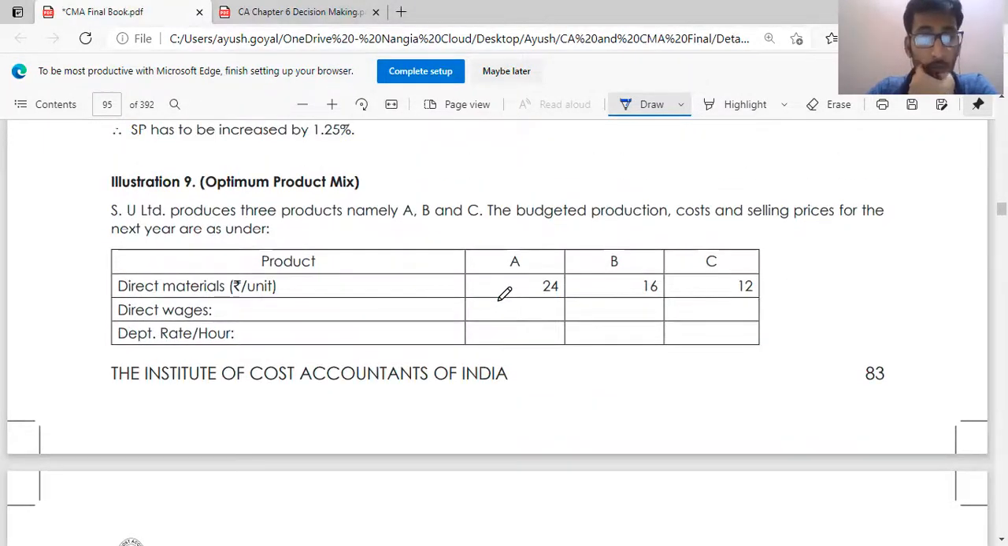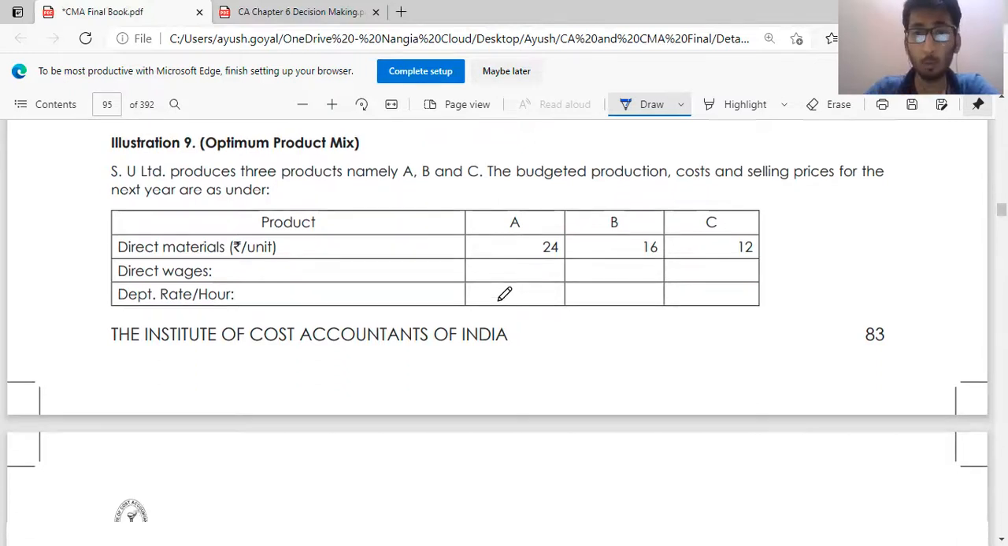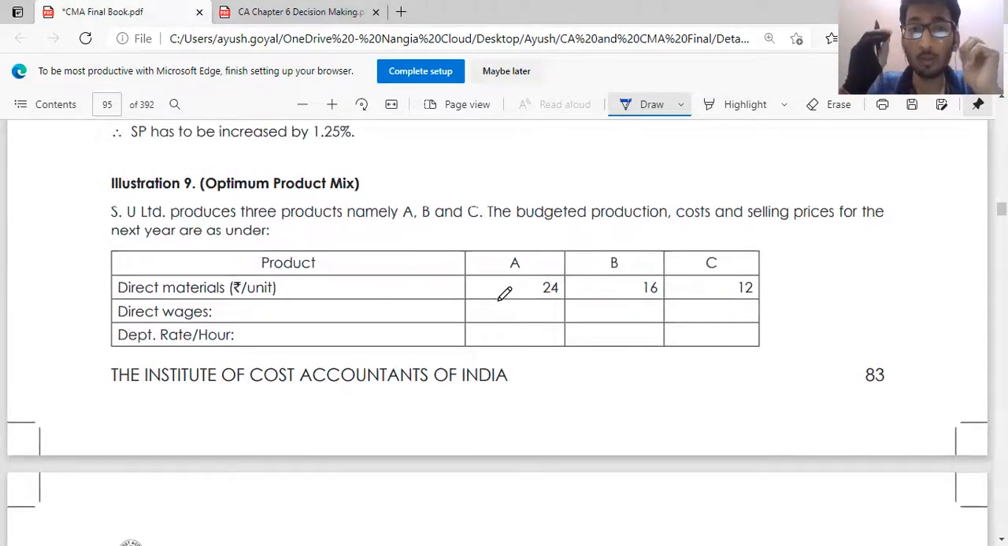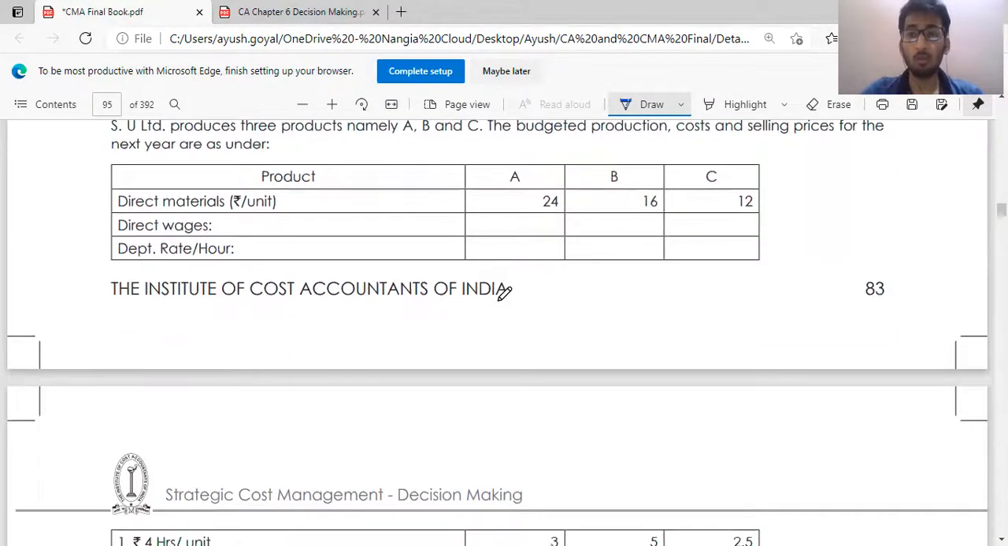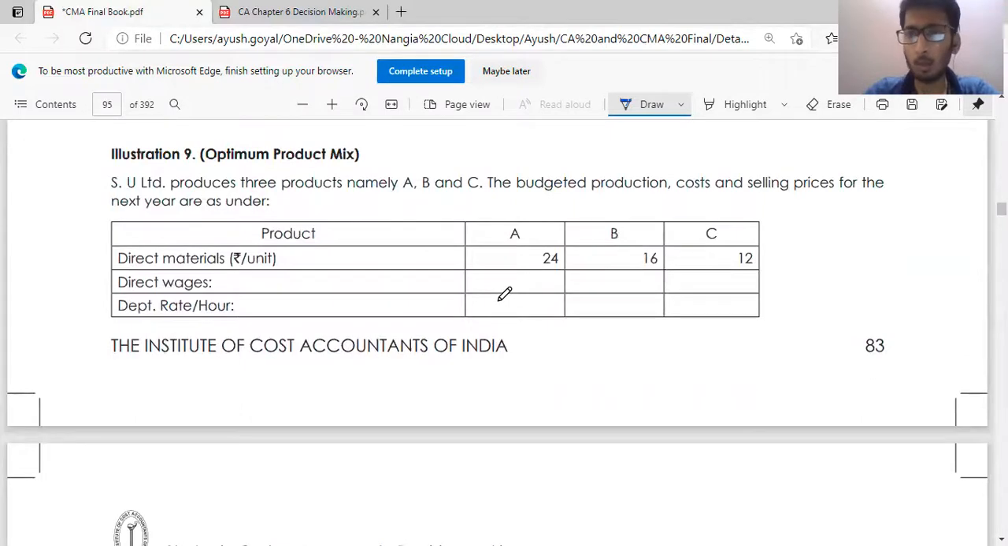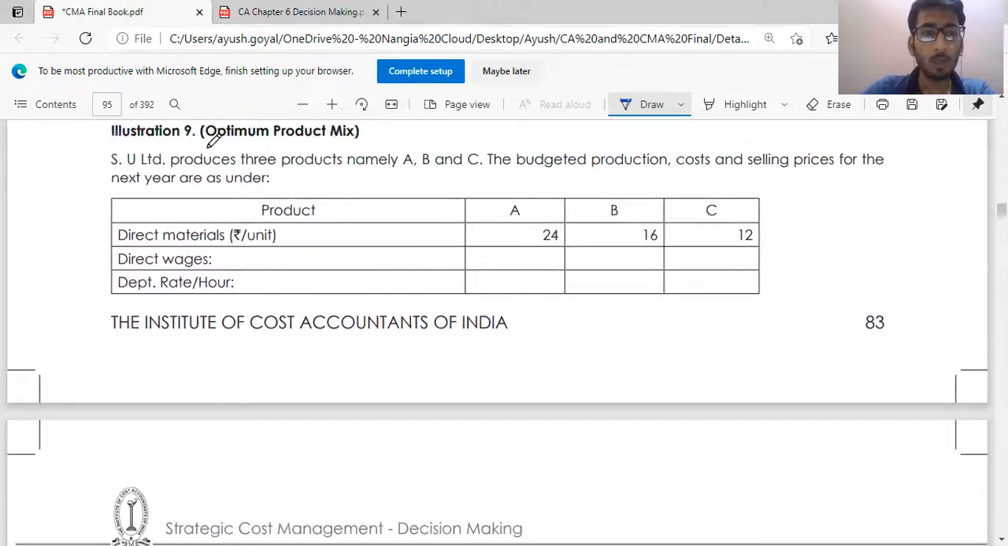Optimum product mix, question number 9. So optimum product mix, we have done 2 questions, but most of the questions in this CMA final material are related to optimum product mix. So we need to have more focus on this topic. We have done 2 questions related to OPM, and we are going to do 5 more questions related to OPM in the class, so that this optimum product mix could be covered in great detail.